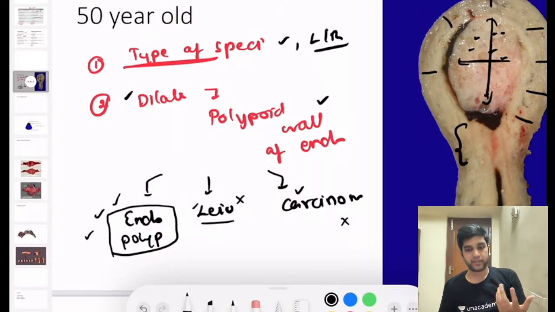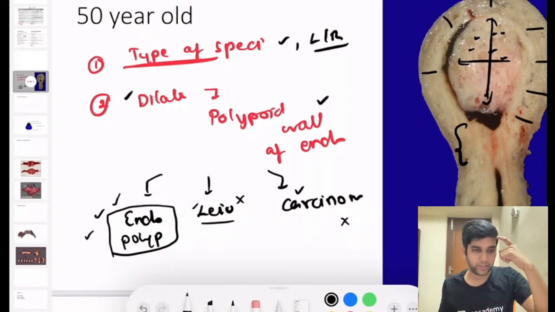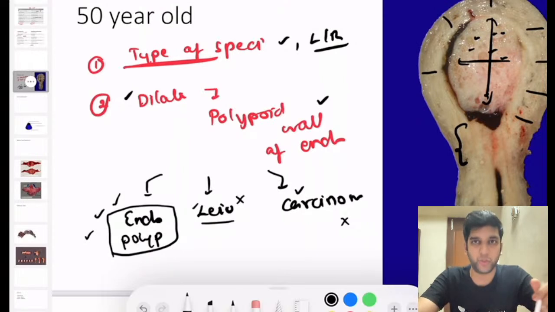So once you comment that this is most likely an endometrial polyp, the next question, see, let's assume I'm the examiner, I'm going to ask you leading questions. I want you to say what you will do, fine? The first question obviously that will come to you is, how will you gross a specimen? What all things are required? How many sample bits are required to gross the specimen?